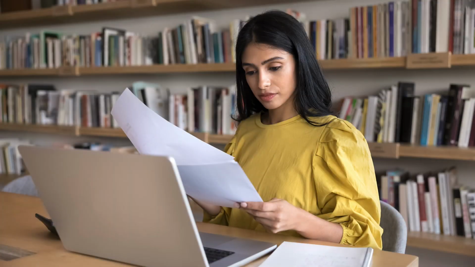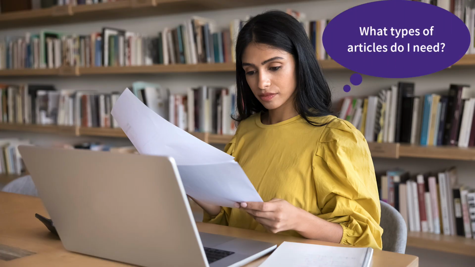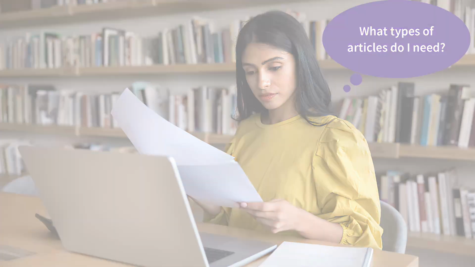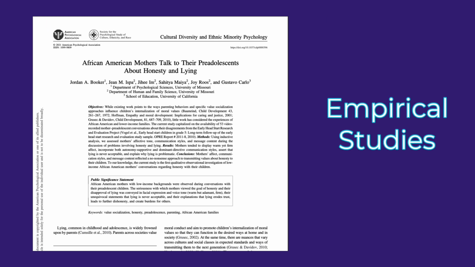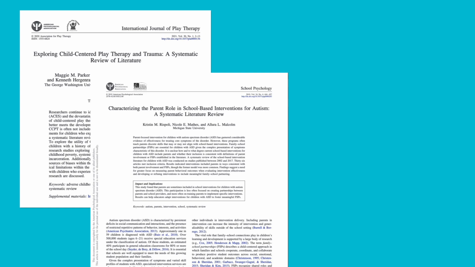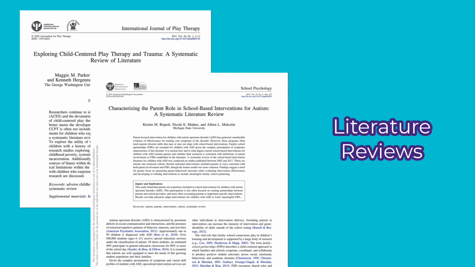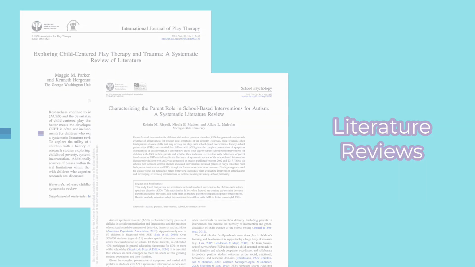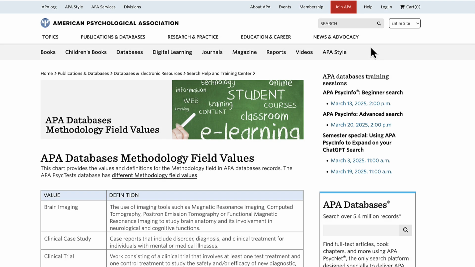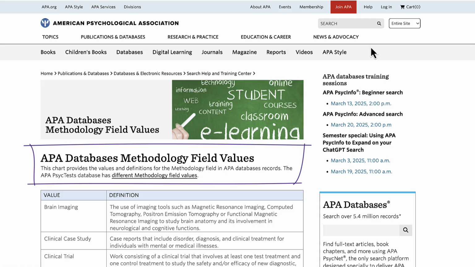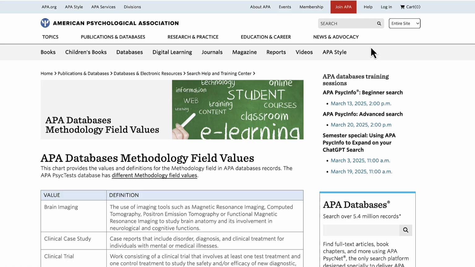Similarly, when searching for published journal articles on a specific topic, you'll also want to think critically about the types of articles you select. For example, there may be times when you only want to find empirical studies. Or alternatively, you may be working on a project where you need to find a few literature reviews on a topic. In APA PsycInfo, you can use the methodology filter to narrow your search to the exact study type or methodology that you need. For a complete list of methodologies used in APA PsycInfo, visit the APA website. We've included a link to this list in the video description.